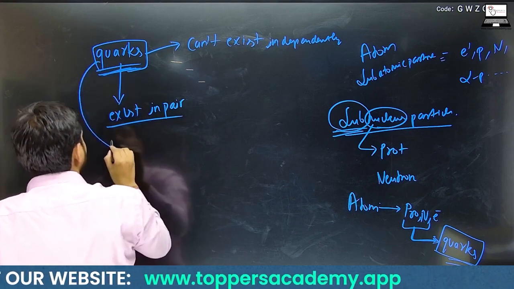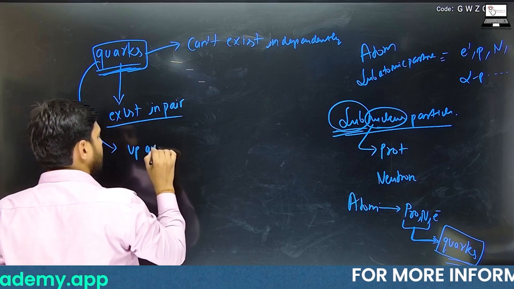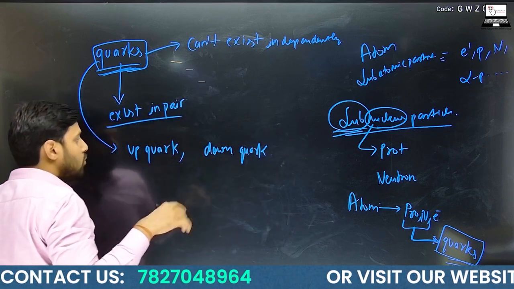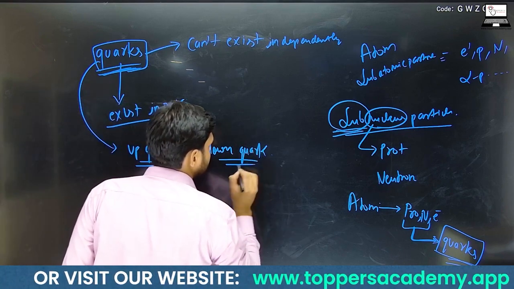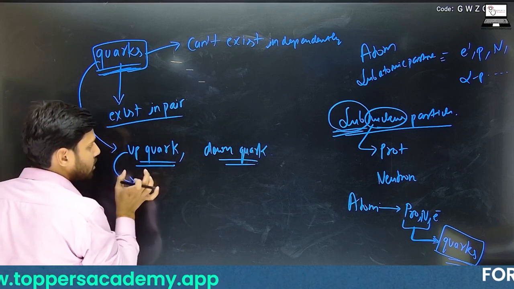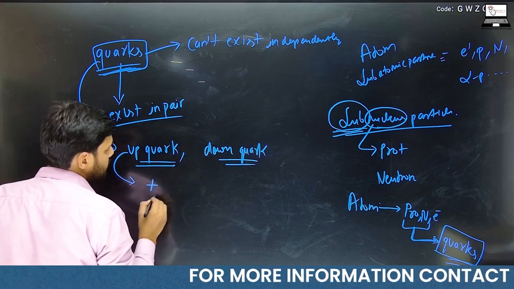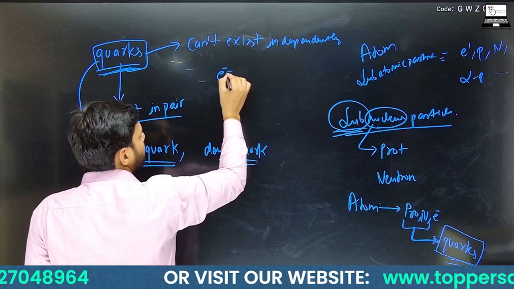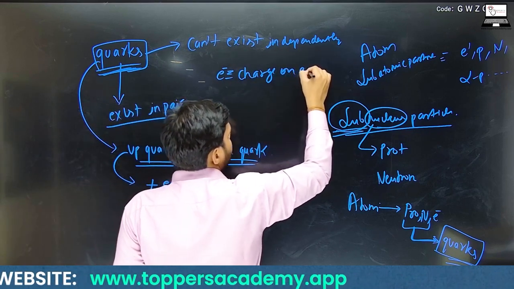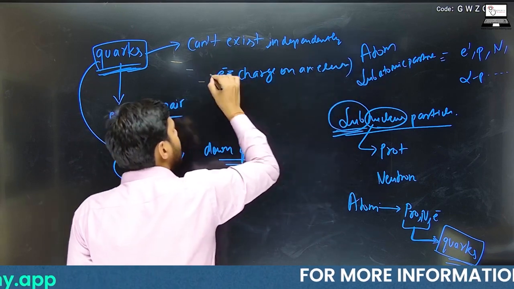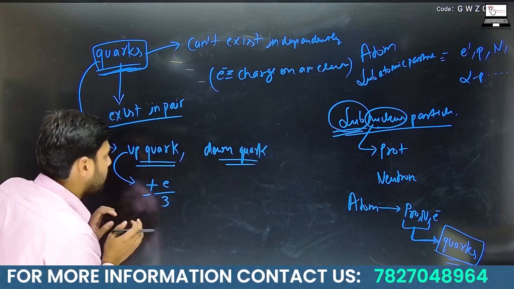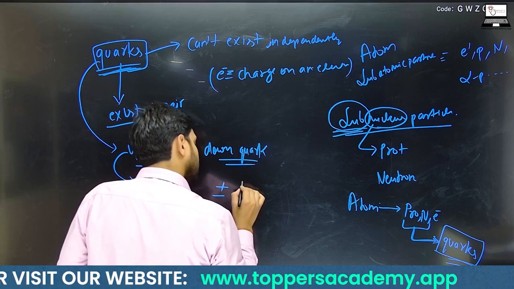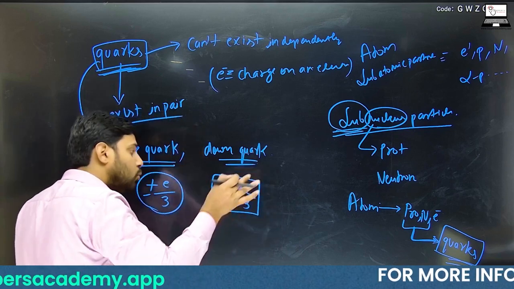So what is this? Let me explain. Quarks have two types. Up quark and down quark. Up quark is the subnuclear particle that consists of a charge of e/3. What is e? E is nothing but the charge on an electron. Clear? So up quark consists of as small a charge as e/3. Down quark is also a quark which consists of a charge of magnitude 2e/3.